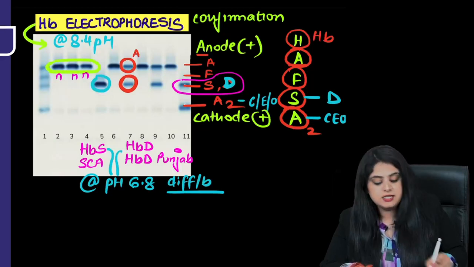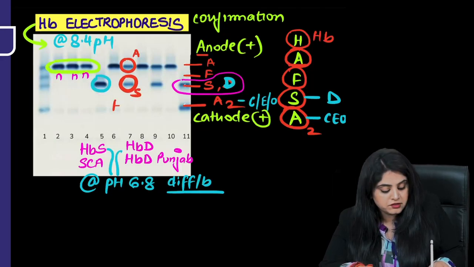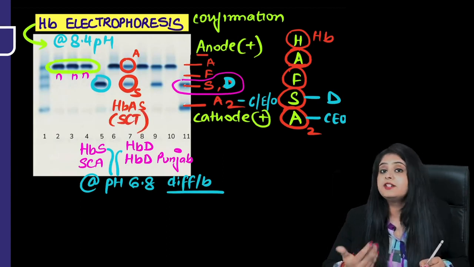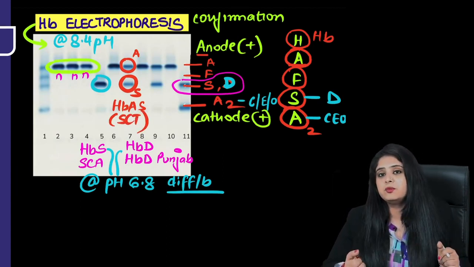A little bit of adult and a little bit of sickle. This means this is a case of a sickle cell trait. He has both hemoglobins, he is sickle cell trait. That is how we do the diagnosis using HB electrophoresis.